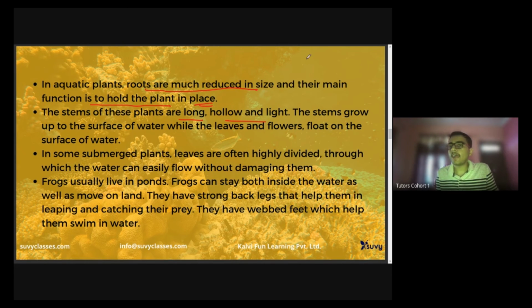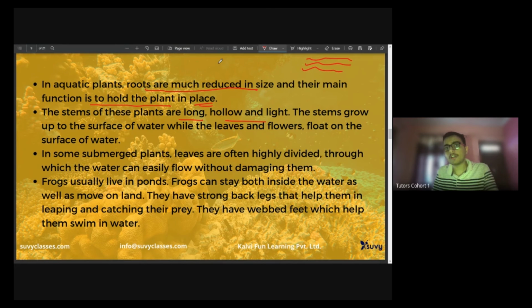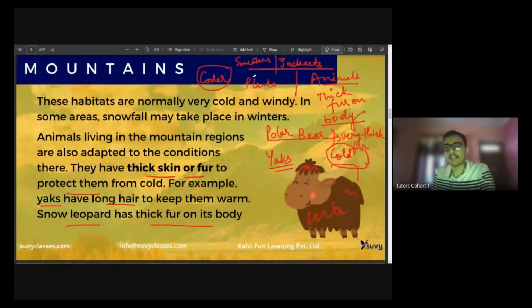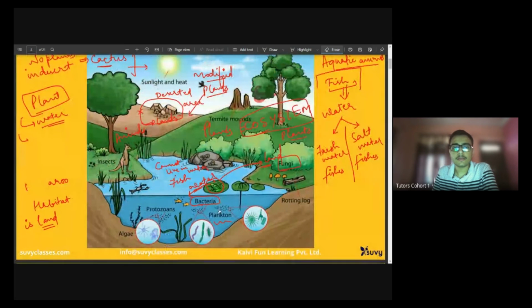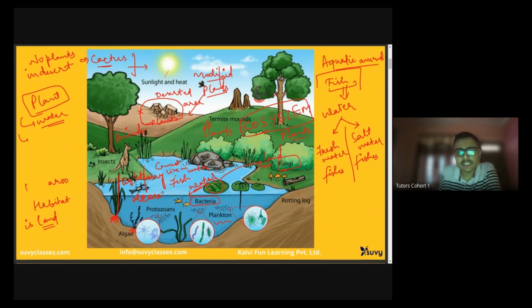Like if I have this water body, I had a water body in the starting. Let's go to that slide again. This one, right? Here you can see these are again aquatic plants, so their roots are very small. Their stems are long and light and have airy tissues, alveolar tissues. That term you will study in your 7th or 8th class. Okay, let's not talk about this. These tissues have air gaps.